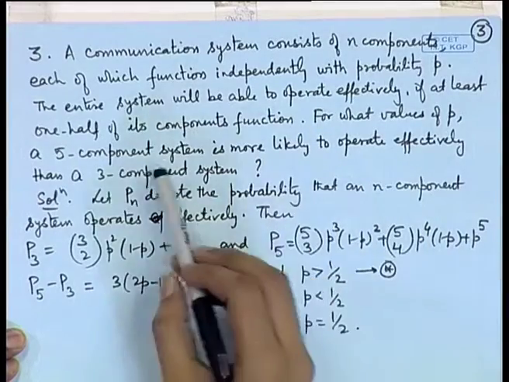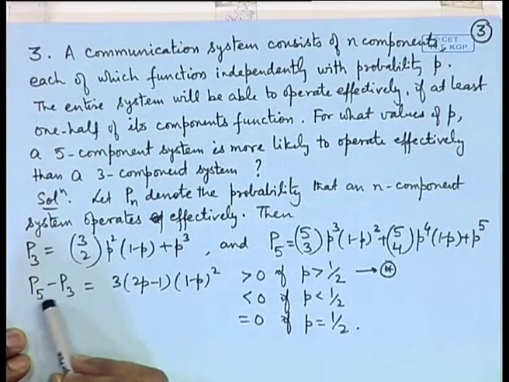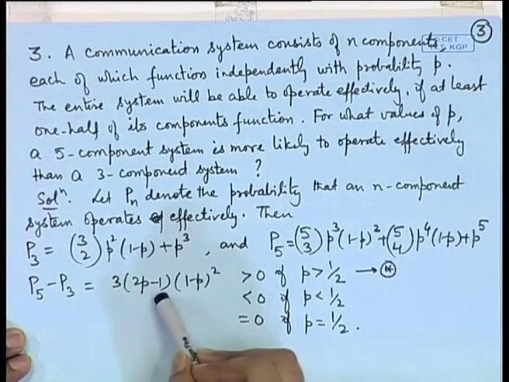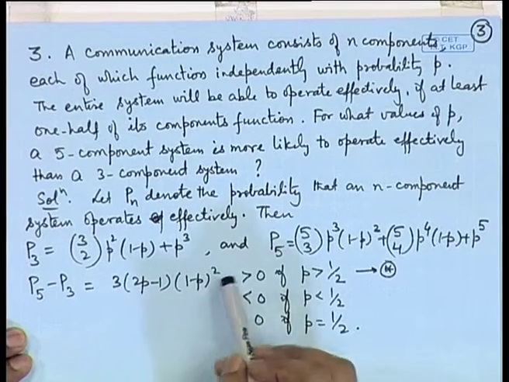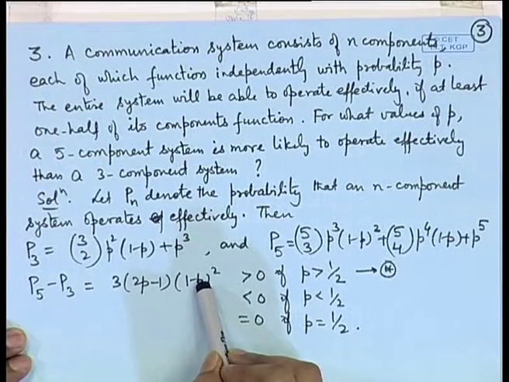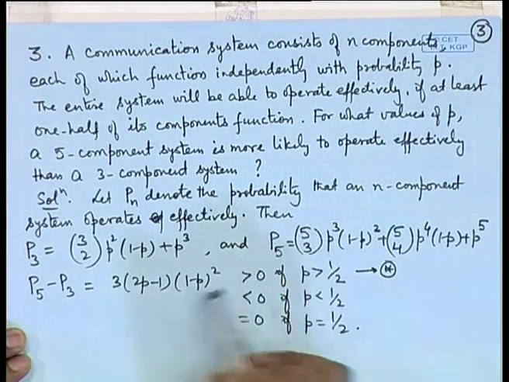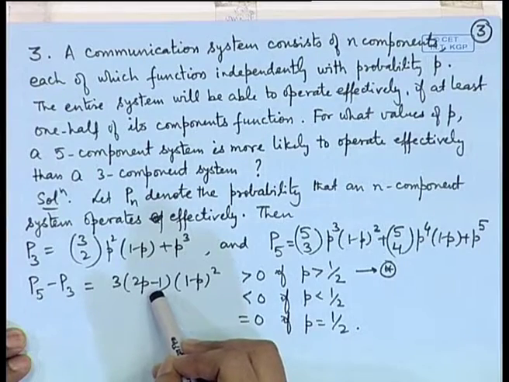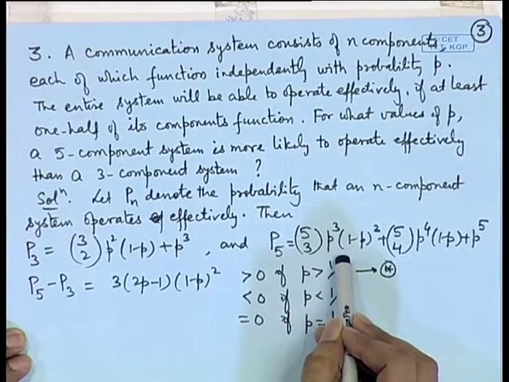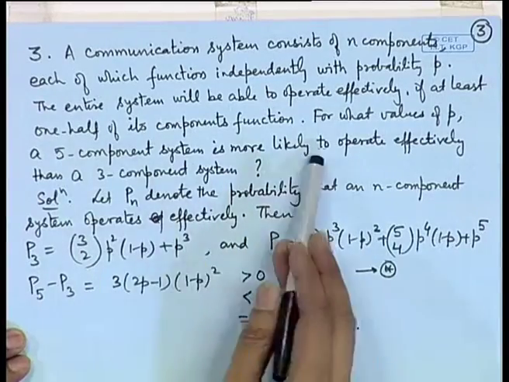We have to check whether a 5 component system is more effective or 3 component. So, we consider the difference P 5 minus P 3, which after certain simplification is equal to 3 into (2P minus 1) into (1 minus P) square. Now, here you observe (1 minus P) square is a positive term, because P is a number between 0 and 1. So, this term is positive if P is greater than half. That means, a 5 component system is more effective if the probability of each component working effectively is more than 50%. So, this answers the question here.